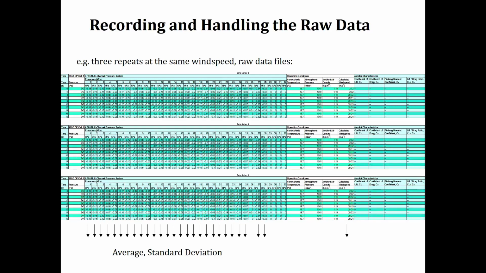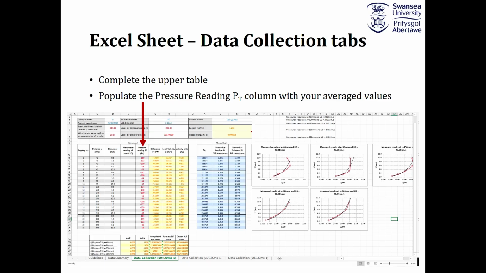What you're going to do with that, it'll be obvious when you see the Excel spreadsheet that you download from Blackboard, which looks something like this. Okay, it's set up to do a lot of the work for you. Okay, so all you have to do is go to the tabs that say data collection for 20 meters a second, 25 and 30, and just feed in your averaged values into that column there, as well as including the static wall pressures, the ambient temperature and pressure and so on. Just feed in your average values for the wind speed into that column. It'll do everything else on this tab for you.